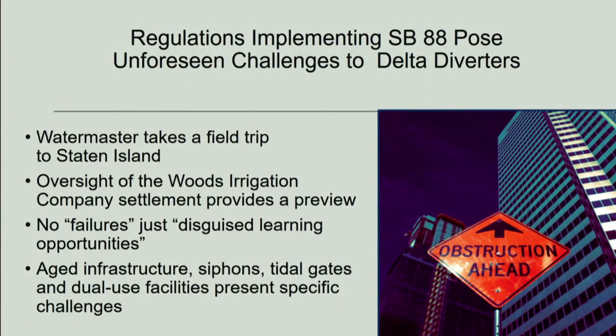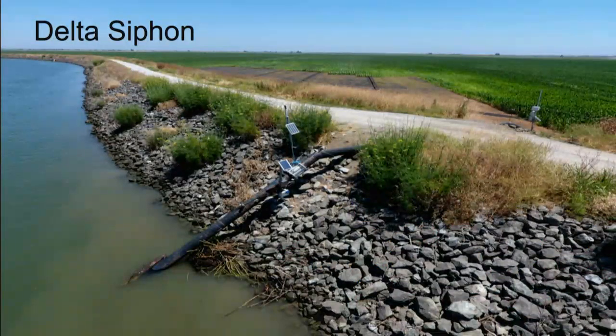And one of the ways I became aware of this was what I'm calling here the Watermaster's field trip. Staten Island, which is one of the islands in the Delta, is now owned and managed by the Nature Conservancy. And the Nature Conservancy was one of the proponents of the measurement regulations. So in October of 2016, the Nature Conservancy asked me to come out and look at how they were doing on Staten Island. And this is a picture of Staten Island, and this is a specific siphon on Staten Island.